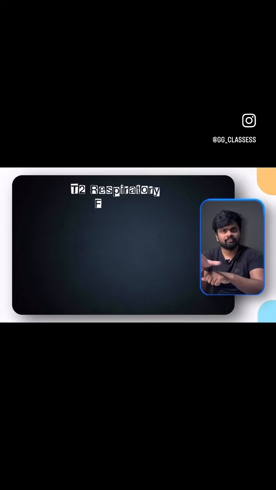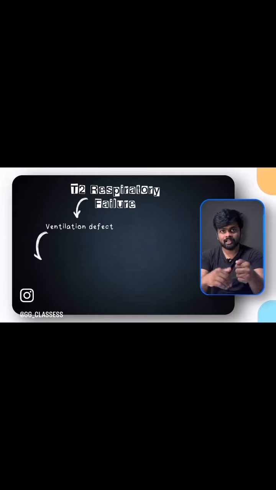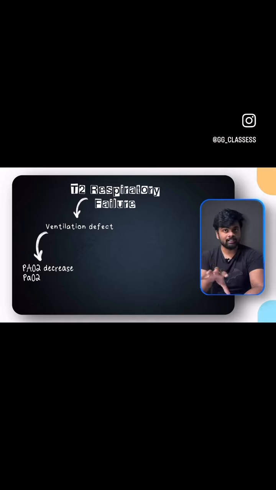In type 2 respiratory failure, which is a ventilation defect, the amount of oxygen reaching the alveoli is decreased. As the amount of oxygen reaching the alveoli is decreased, partial pressure of alveolar O2 is decreased. So, the amount of oxygen reaching the blood vessel is also decreased. So, partial pressure of arterial O2 is decreased.